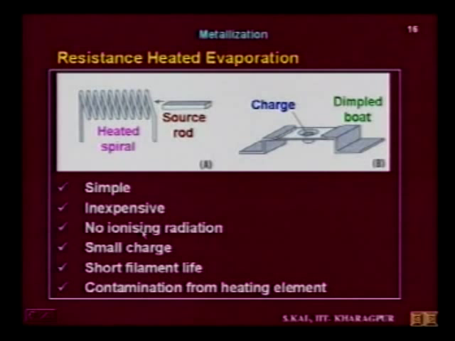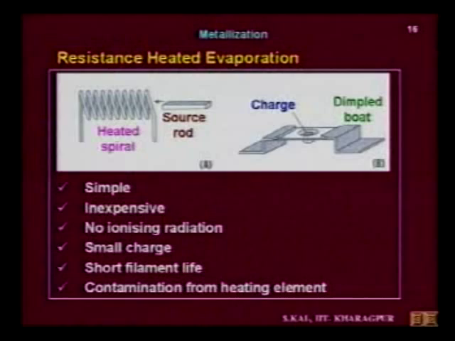That is one important point, because if some ions or some emission is there, that emission may deteriorate the quality of the film. For example, if any helium ion or alpha, beta, gamma rays are emitted during the deposition process, that may damage the metal film. It may create some defects in the metal film. That is only possible if the metal is heated by bombarding ions or electrons with high energy onto the target material. So that is not there in the resistance heated evaporation technique. So here, no ionizing radiation is there.